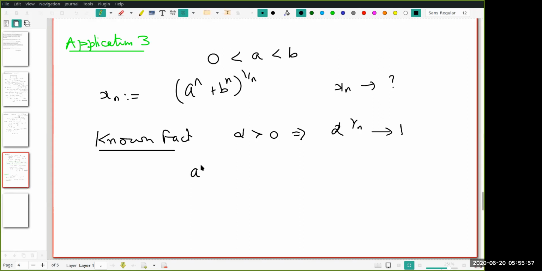Okay, let's try. Now, what is the estimate I can do? Since A is less than B, then A power n will be less than B power n. In fact, if you want, you can even write less than or equal to. Therefore, A power n plus B power n will be less than or equal to 2 times B power n. And notice that it's also greater than or equal to B power n. Do you understand this? Now, do you see a proof?